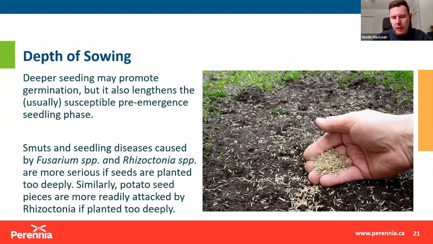So, depth of sowing. Deeper seeding may promote germination, but it also lengthens the usually susceptible pre-emergent seedling phase. So the seedlings are slower growing initially, and they're more prone to be attacked by seedling diseases caused by Fusarium and Rhizoctonia, smuts as well. And it's more serious if plants are seeded very deeply. Similarly, potato seed pieces are more readily attacked by Rhizoctonia if planted too deeply as well.